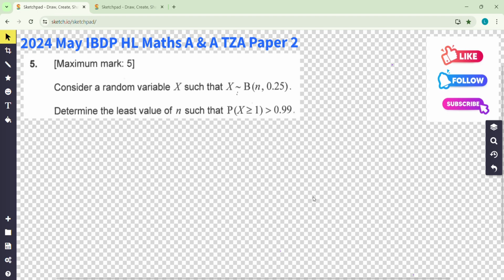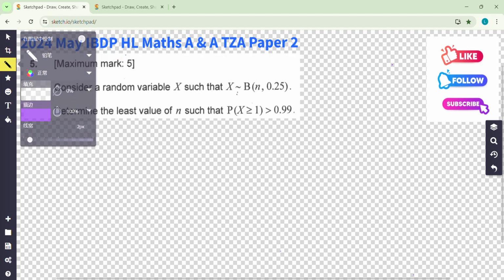Okay, question number 5 is about binomial distribution. Maybe you think you need your calculator, but not that heavily reliant on the calculator. You have 5 marks here, so look at here. Because of 5 marks, probably need to do some steps.